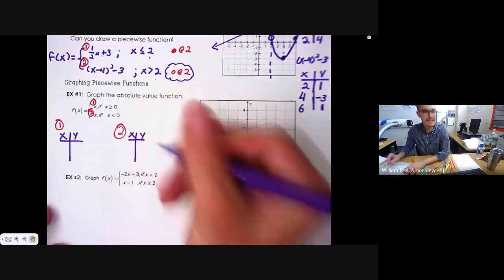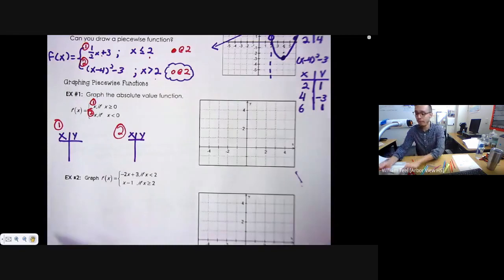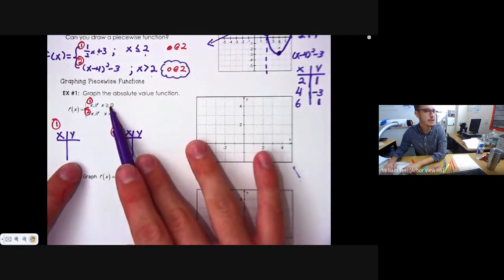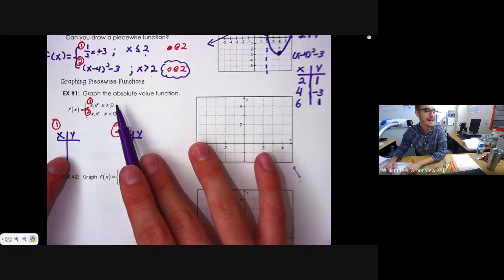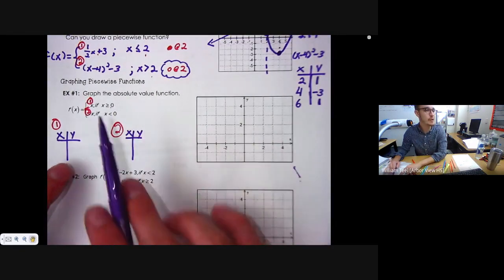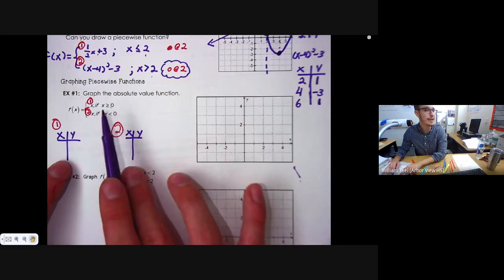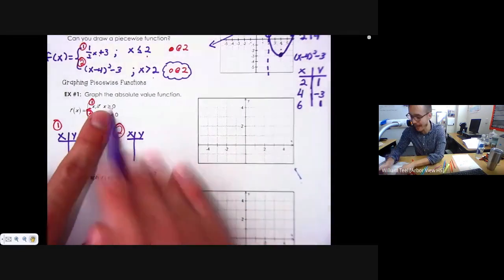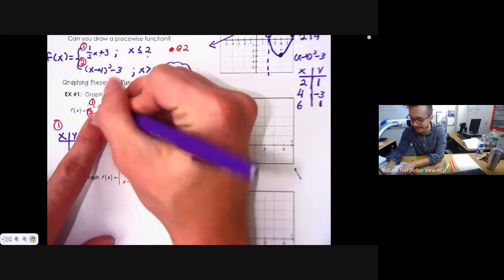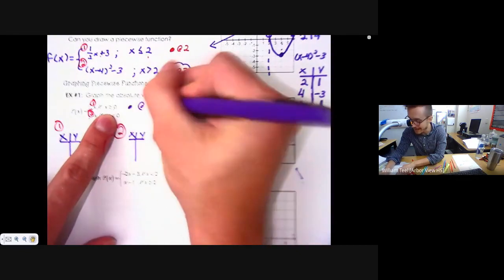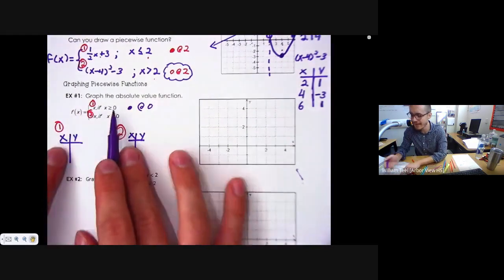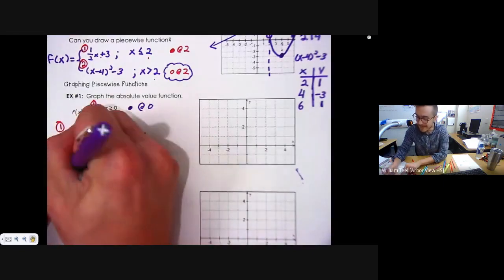All right, so let's take a look at our criteria. For equation number 1, my criteria is x has to be greater than or equal to 0. So this is going to represent all of the values that are greater than or equal to 0. Notice how at 0, I'm going to have a solid dot because I have the equal sign. So I'm going to say solid dot at 0 for function number 1. Since we're talking about all values greater than or equal to 0, let's start with 0.